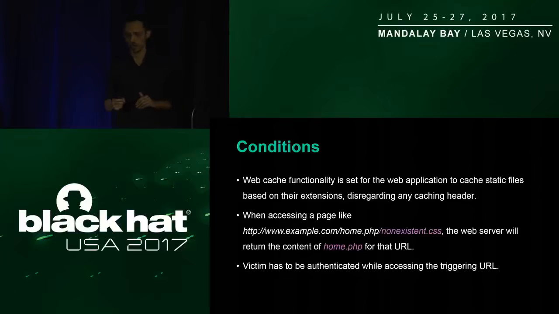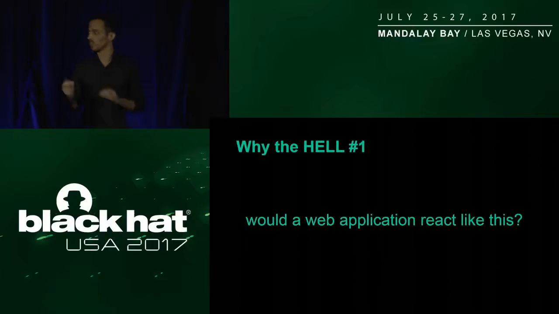OK, so after I posted about the web cache deception attack first a few months ago, some people asked me some "why the hell" questions. They didn't understand why the hell from the beginning some technologies that are involved in this attack, like caching mechanisms and web frameworks, would meet these attack conditions from the beginning. So I picked two of my favorite "why the hell" questions, and let's have a look at them. So the first one is why the hell would a web application react like this?